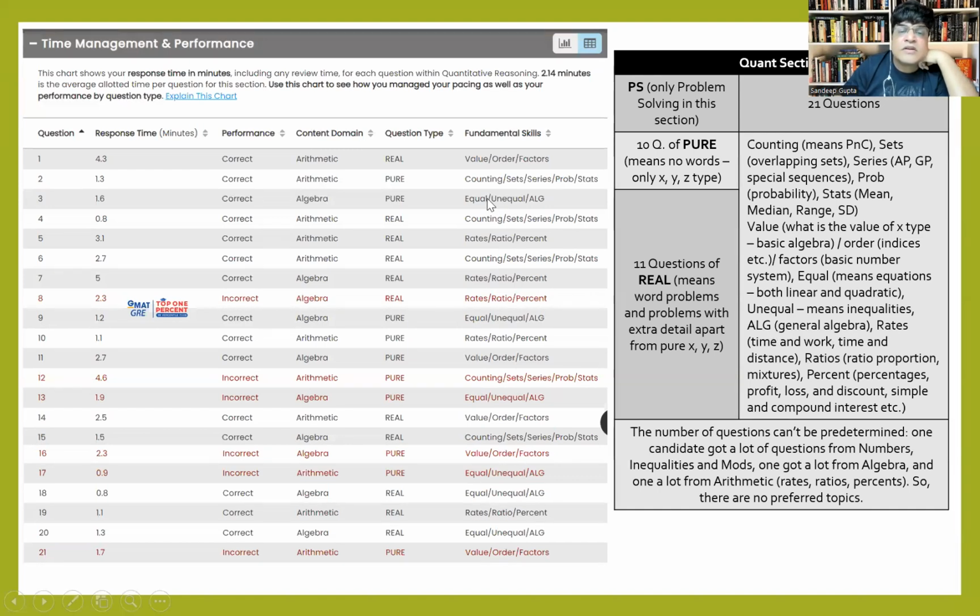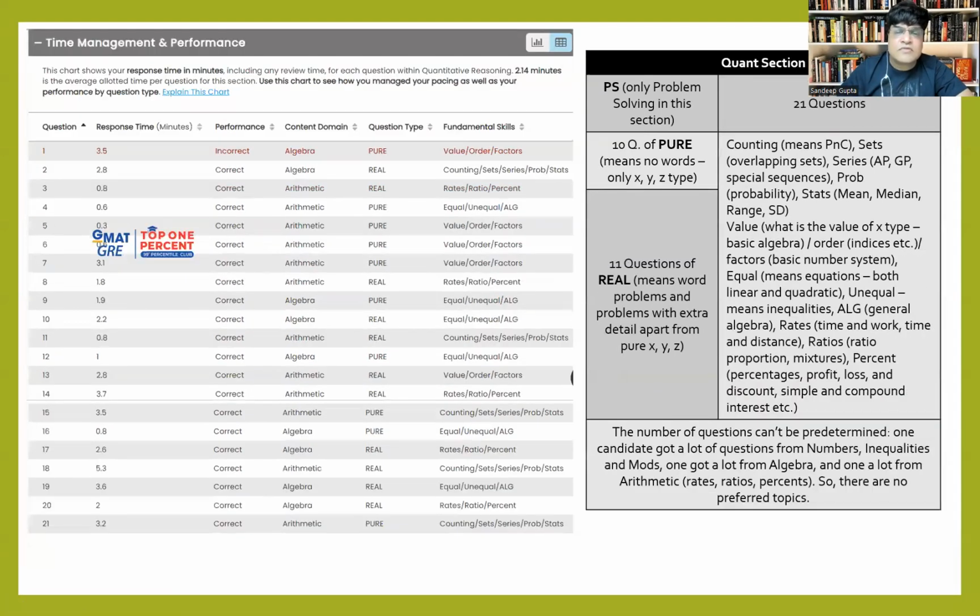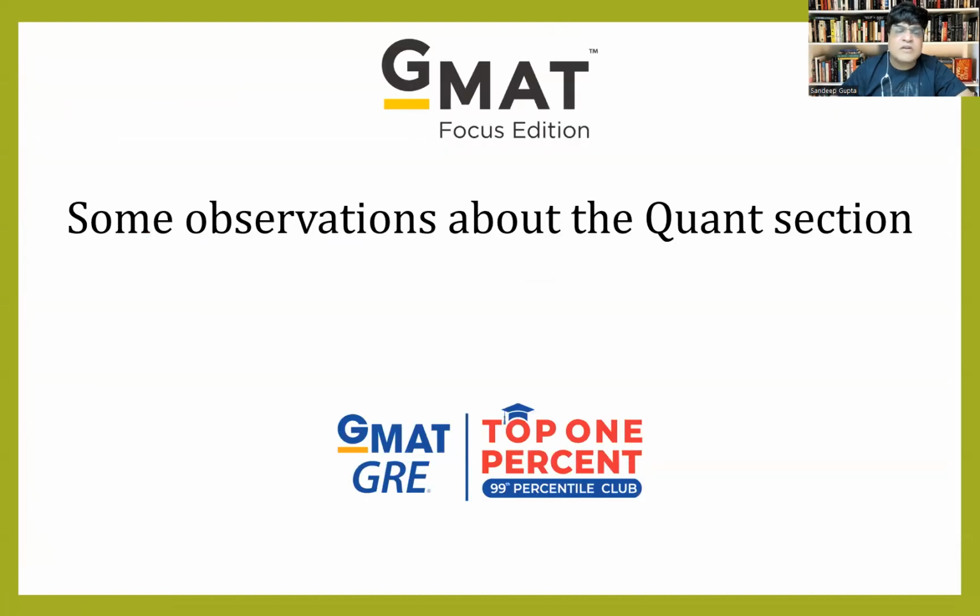Rates, what is written here? Rates, ratio, percent. What is the meaning of rate? Time and work, time, speed and distance, ratio, etc. So the same thing, standard. But how many questions are coming? So we have very detailed reports. If you want, we can share these with you completely.